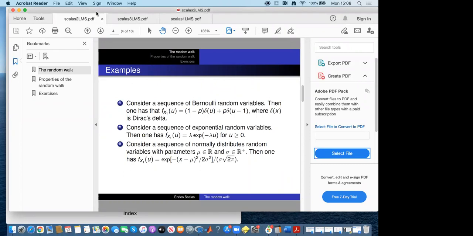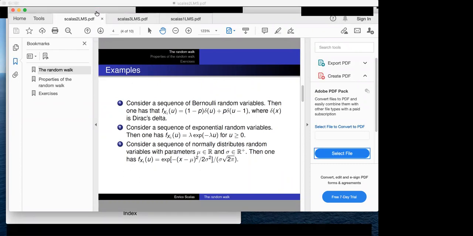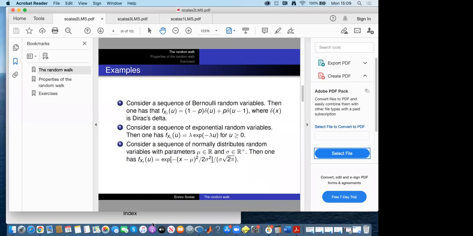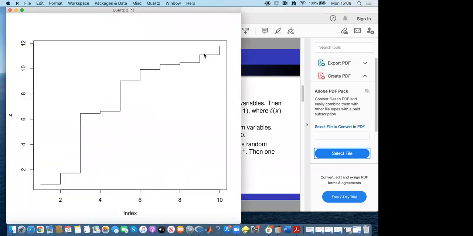Okay, let's see if I can. Yes, beautiful. And you can try the same with normally distributed random variables with parameters mu and sigma. And the density would be this one. Now, for instance, suppose we want to know what happens after 10 steps. So what is the distribution of this value after 10 steps?